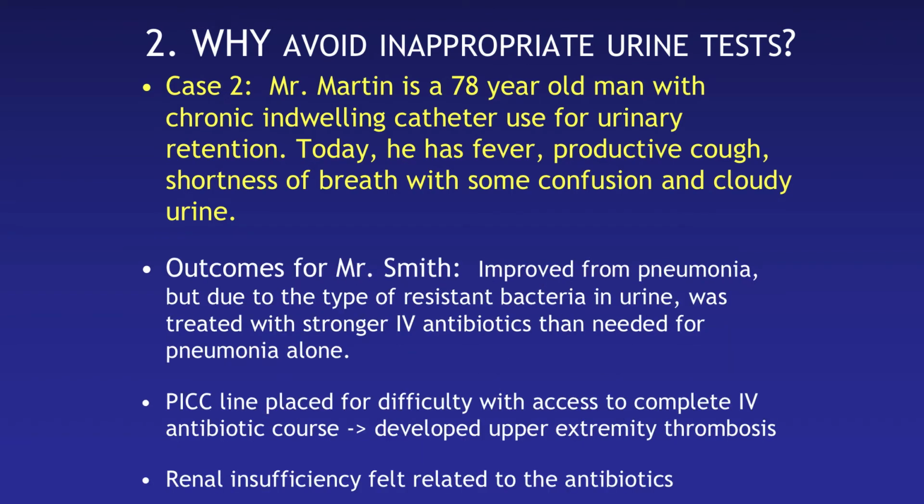So what were the outcomes for Mr. Martin? Well, he improved from his pneumonia, but due to the type of resistant bacteria in his urine, he was treated with stronger IV antibiotics than needed for the pneumonia alone. A PICC line needed to be placed for difficulty with access to complete his IV antibiotic course, and he developed an upper extremity thrombosis. He also developed some renal insufficiency that was felt to be related to the combination of antibiotics that he required.